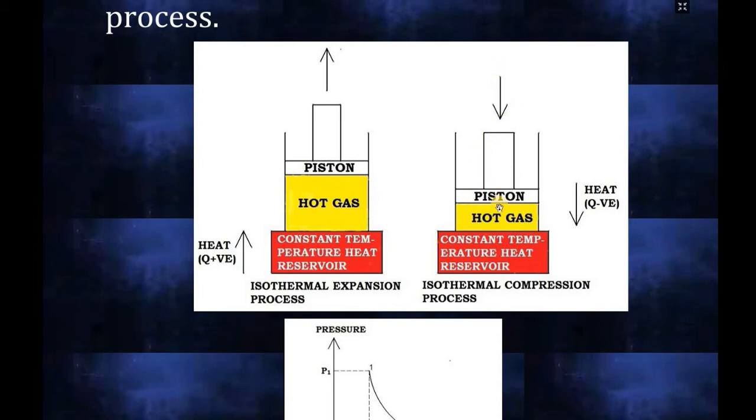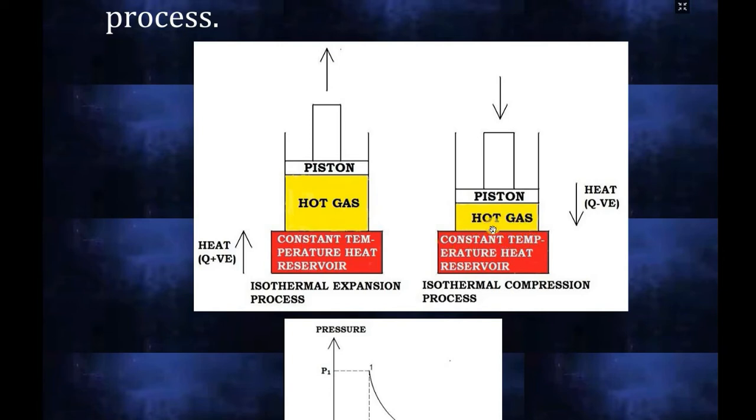Now, again scientists have moved the piston downward. Therefore, the hot gas will undergo compression. During compression, the pressure and temperature of the hot gas will increase and the volume of the hot gas will decrease. When the temperature of the hot gas increases, immediately heat will be rejected from the gas to the constant temperature heat reservoir. Therefore, the temperature of the gas will decrease and attain the initial temperature value.